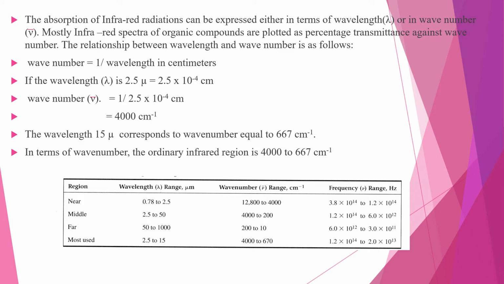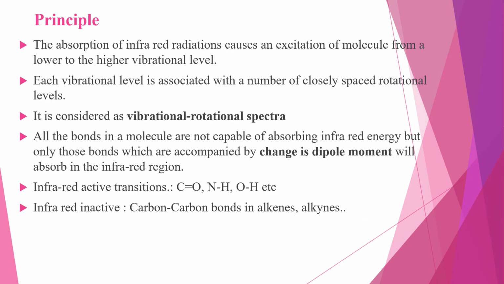The wavelength 15 micron corresponds to wave number equal to 667 cm⁻¹. In terms of wave number, the ordinary infrared region is 4000 to 667 cm⁻¹. You can see in the tabular column the region, wavelength, wave number and corresponding frequency ranges. Now let's see the principle of infrared spectroscopy.